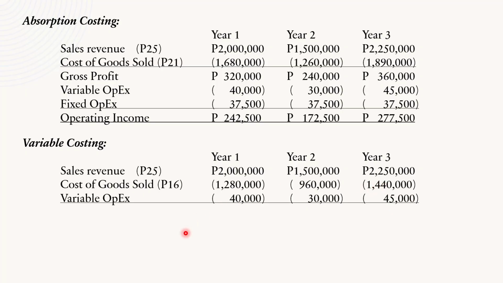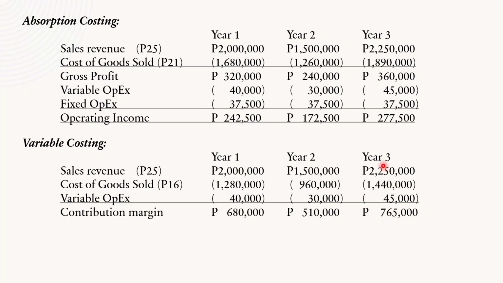And then your variable operating expenses, 0.5, no? Forgot to put here. 0.5 times 80K is 40K. 0.5 times 60K is 30K. 0.5 times 90K is 45K. So you now have your contribution margin after deducting the variable cost from the revenues. They are 680,000 in year 1, 510,000 in year 2, 765,000 in year 3.